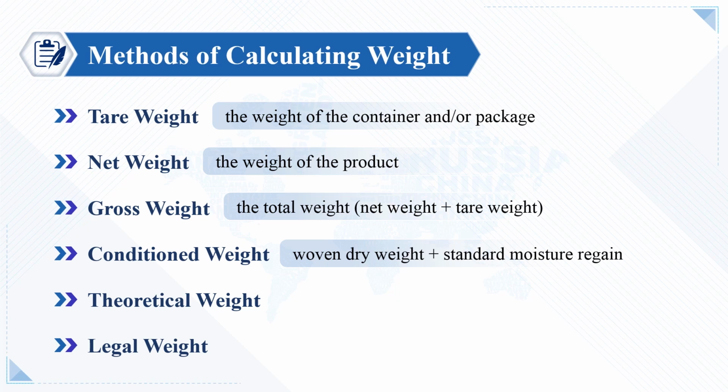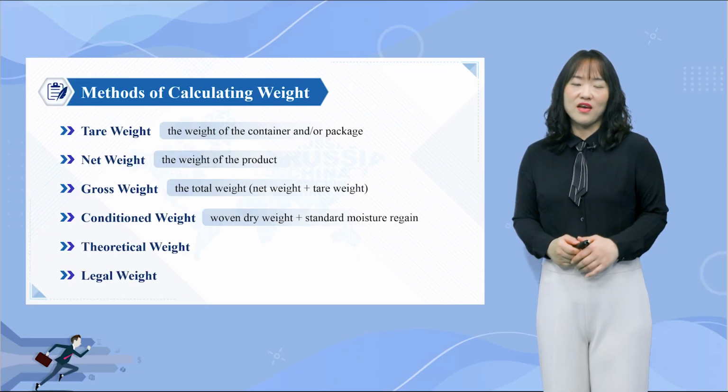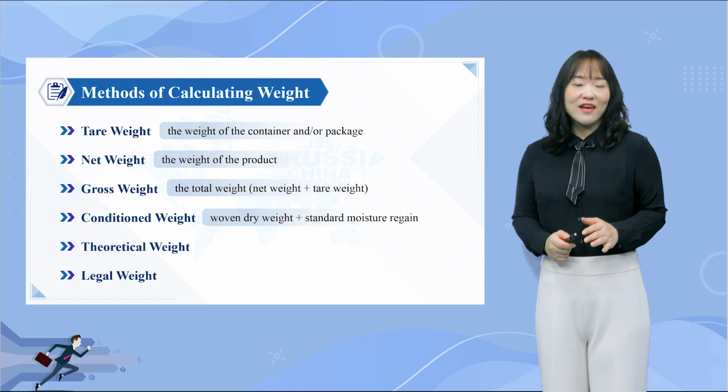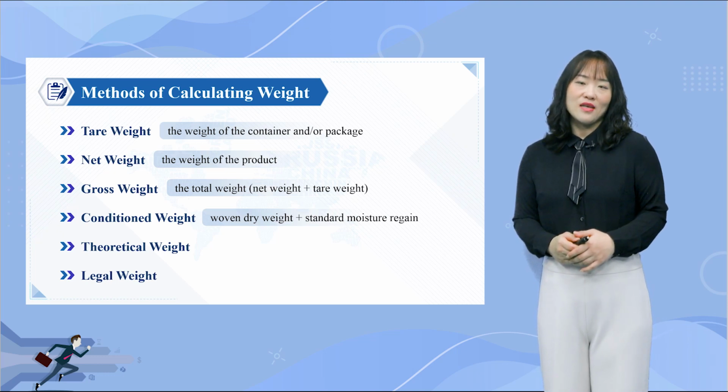Conditioned weight is the weight of a textile material when all the moisture from it has been removed by drying, and then adding standard moisture regain, which is different for different textile materials. This kind of calculating method is suitable for those cargoes which are of high economic value and with unsteady moisture content, whose water contents are not stable, such as wool, raw silk, etc.